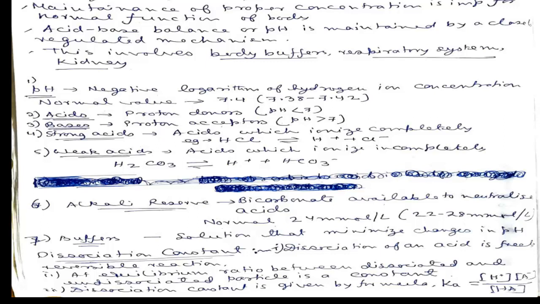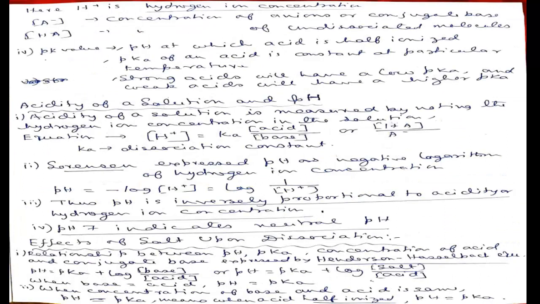Now what is pK value? pK value is that pH at which acid is half ionized. pK of an acid is constant at particular temperature. Strong acids will have a low pK and weak acids will have a higher pK.